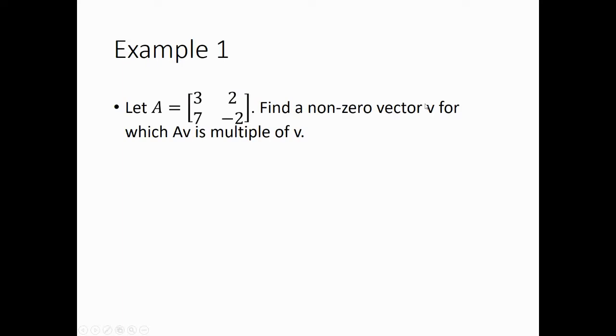So example 1, we let A be 3, 2, and 7, minus 2, a 2 by 2 matrix. So that's a square matrix. And we want to find a non-zero vector V for which AV is a multiple of V. Now we do a little bit of math, and we can actually find two of these.